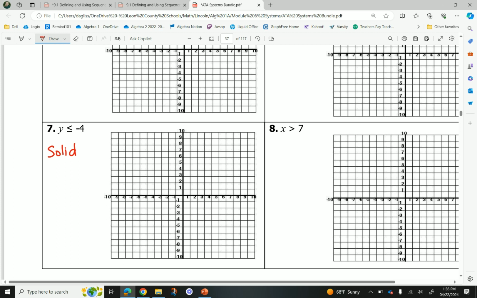And are we going to shade above or below it? Below. Good. Okay. So y equals, is that a hoi or a bucks? It's a hoi. So what kind of line is it? Horizontal. Good. Hoi lines are horizontal. So we find where -4 is. There it is. Solid line. All right, and are we shading? We said below, so we're going to go under it.